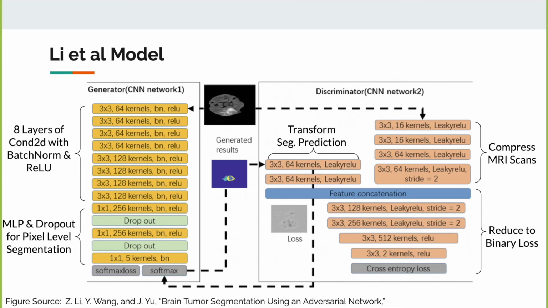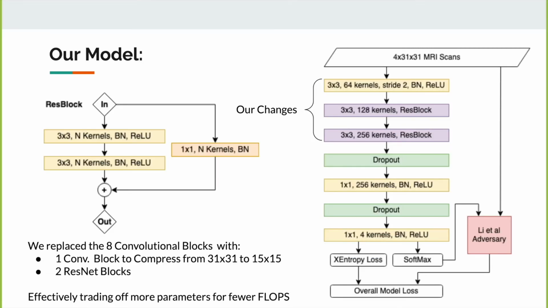Ultimately, we use a combination of the adversarial loss and a cross-entropy loss as our overall loss metric for this model. As a refinement to the Li model, we replaced the 8 convolutional blocks with a compression layer followed by 2 ResNet-inspired blocks. Each res block consists of 2 convolutional blocks and a skip connection lacking a nonlinear activation. We made this change as deep neural networks can be challenging to train. With 19 layers between the input and adversarial prediction, we felt that skip connections could improve model performance.